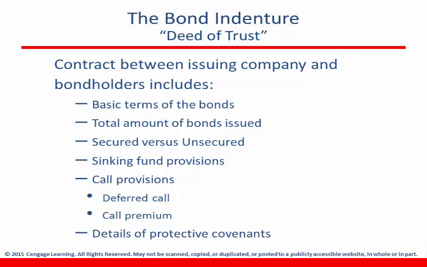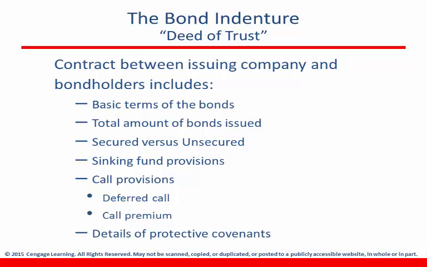The first one is the bond indenture. And that's really just the contract between the bondholder and the issuing company. It's often referred to as the deed of trust. It's going to lay out all the basic terms of the bonds, the total amount, whether it's secured versus unsecured, and if there are any sinking fund provisions. It's also going to talk about any kind of call provisions.